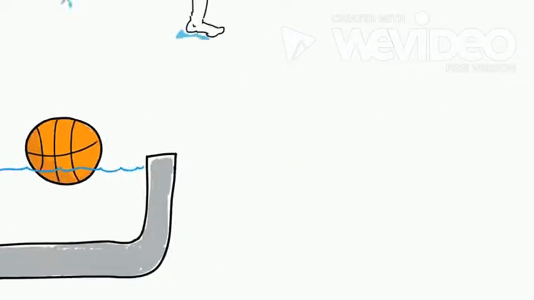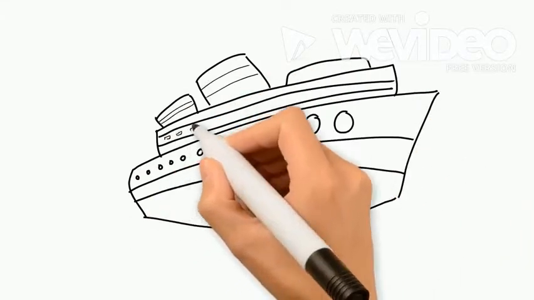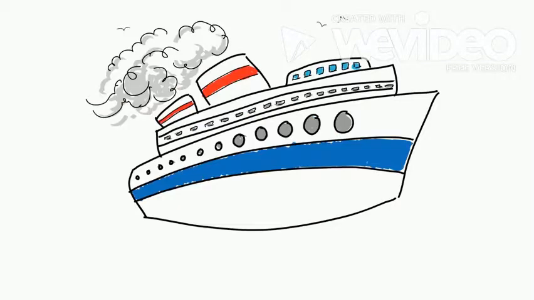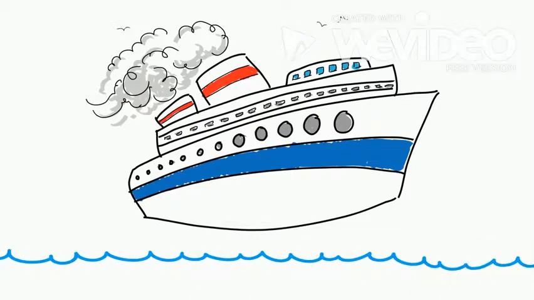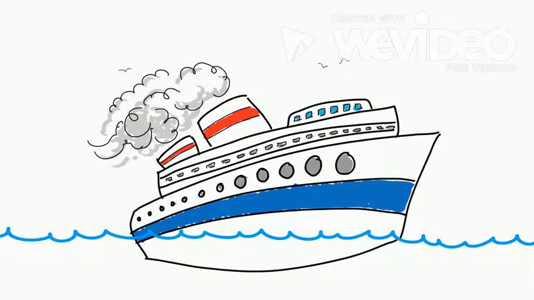So, back to our cruise ship problem. Even though a cruise ship is very heavy, it's also very, very large. Most of the ship is also hollow, so it's not as dense as you might think. Because of this, just like the basketball, the ship is actually lighter than the water it's displaced, causing it to float.